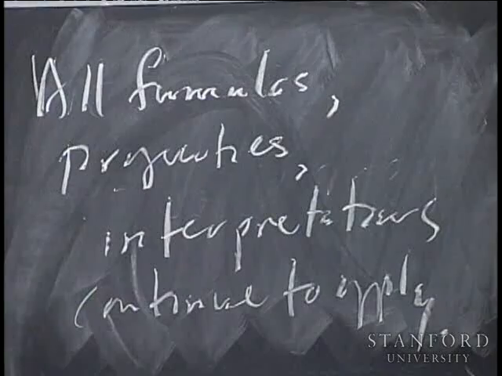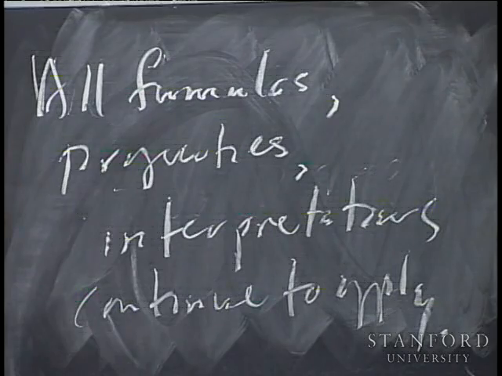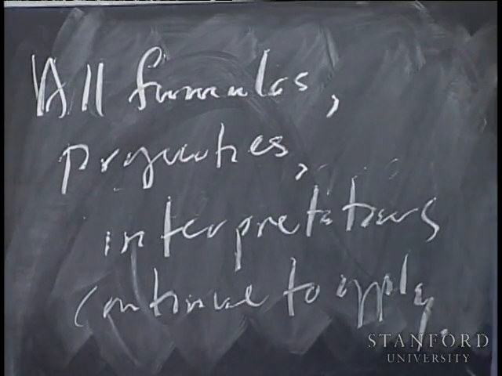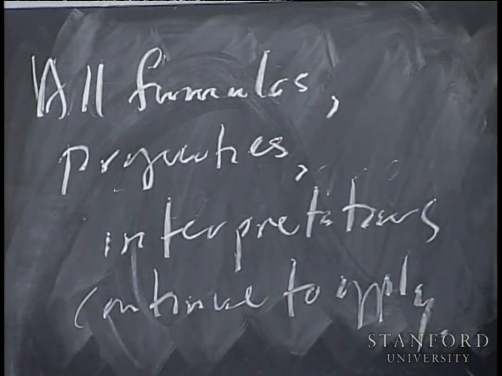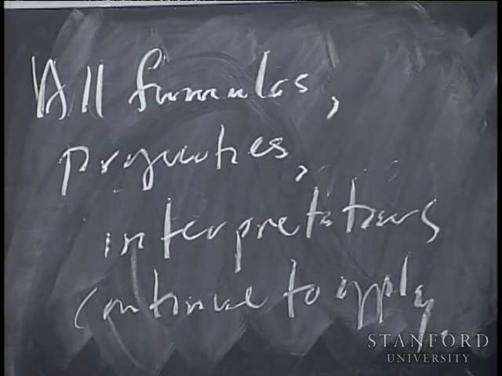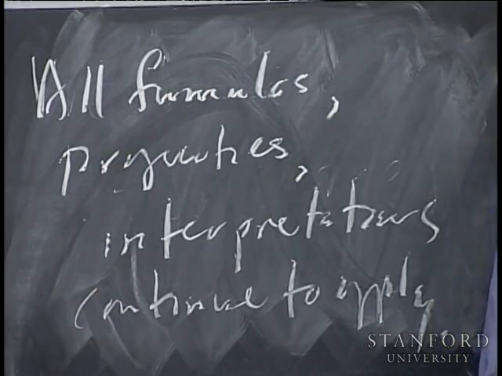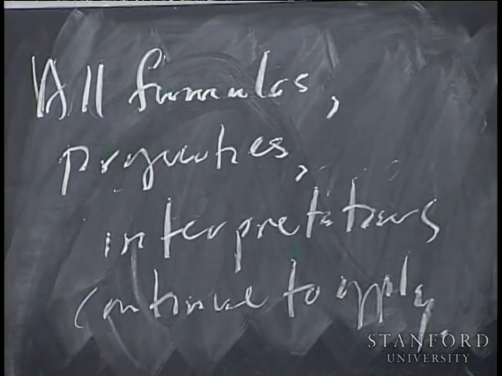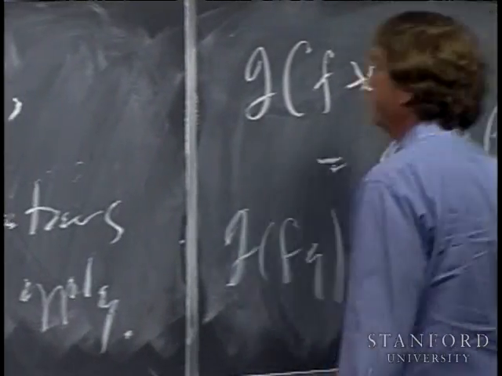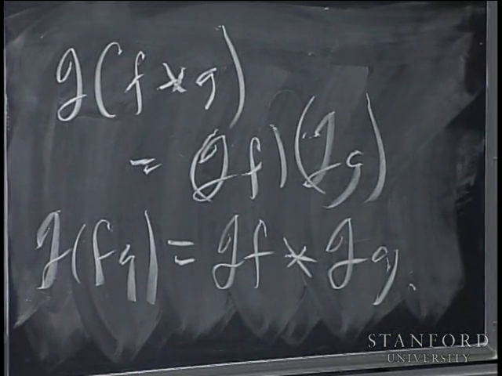In particular, the Fourier transform property still applies. The so-called convolution theorem still applies. The Fourier transform of the convolution of two functions is the Fourier transform of f times the Fourier transform of g. And the Fourier transform of the product of two functions is the convolution of the Fourier transforms. So the basis of signal processing is still with us.